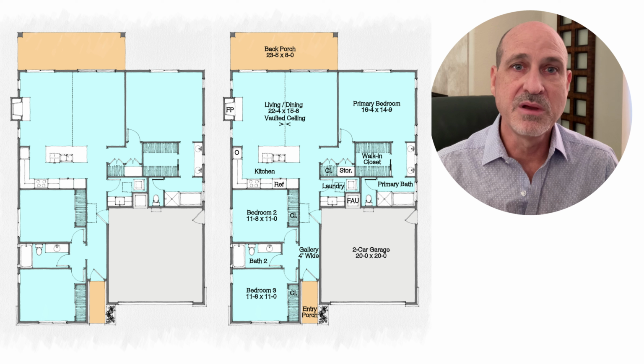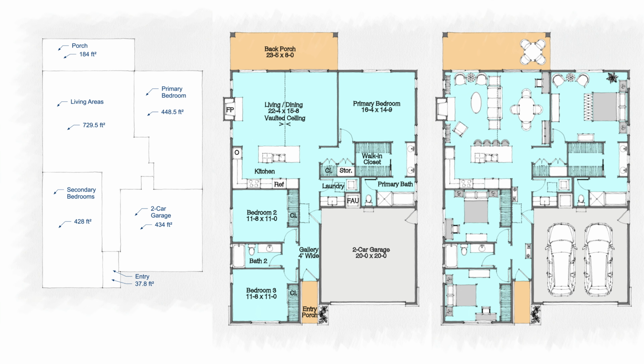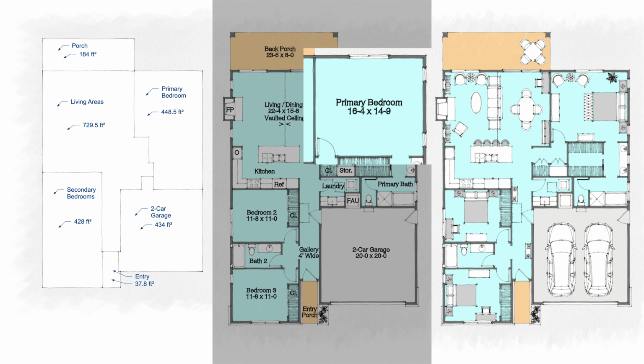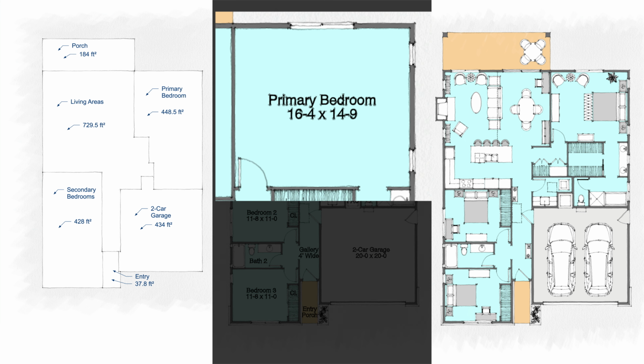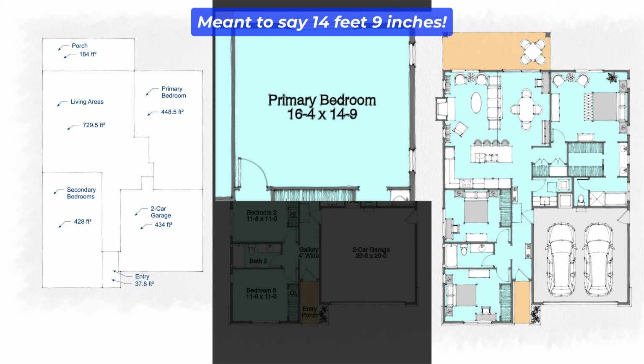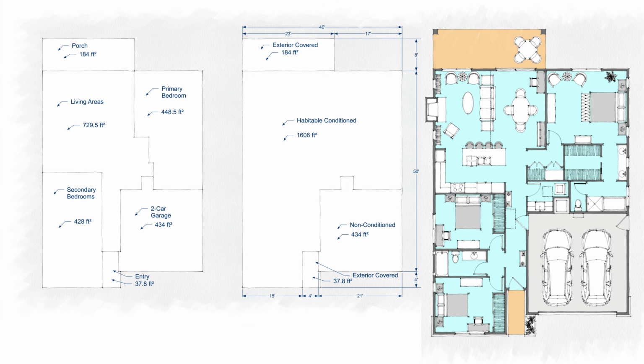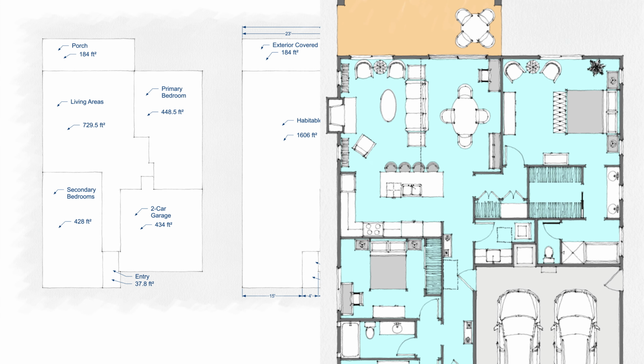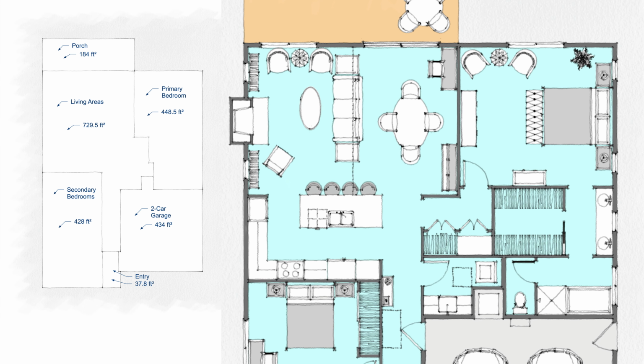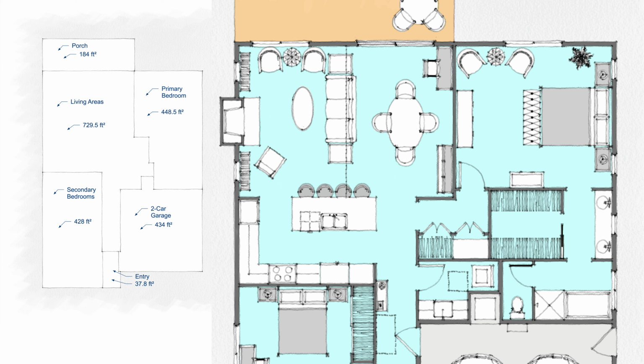This 448 square foot primary suite has everything you need in a simple layout. First, the bedroom is 16 feet 4 inches by 16 feet 9 inches, which is generous for a house of this size. The layout shows a California king-size bed with 2 large nightstands, plenty of room for a triple dresser, some chairs, a houseplant, and a chest of drawers.